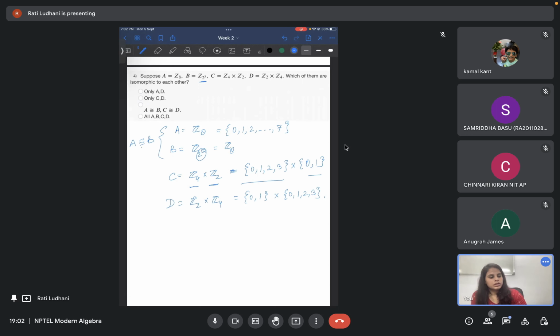Now, can you tell me if C is isomorphic to D? Isomorphic means you should be able to define an isomorphism between these groups. That means there should be some phi from C to D such that you can map every element of C to D. So can you tell me an isomorphism between C and D? This is just Z4 cross Z2 and this is Z2 cross Z4.